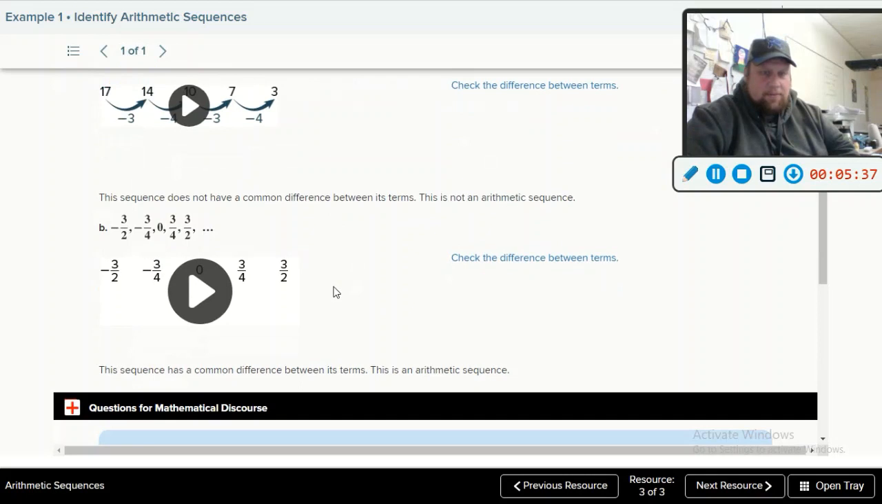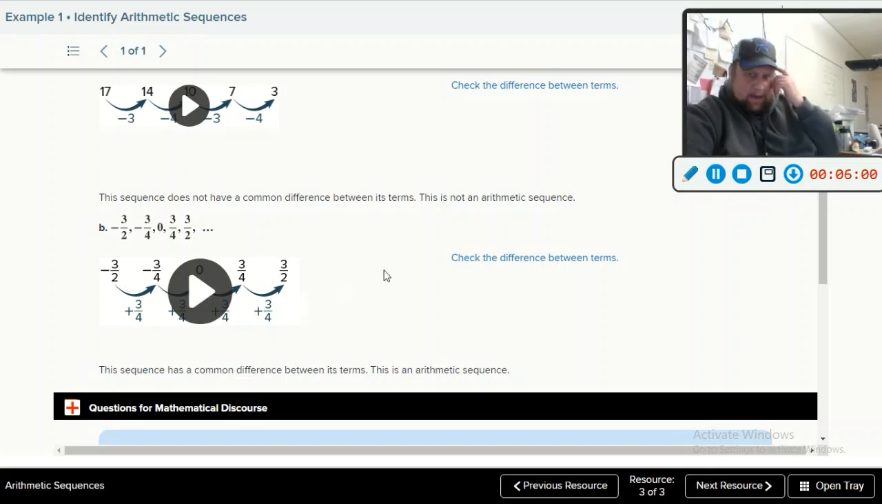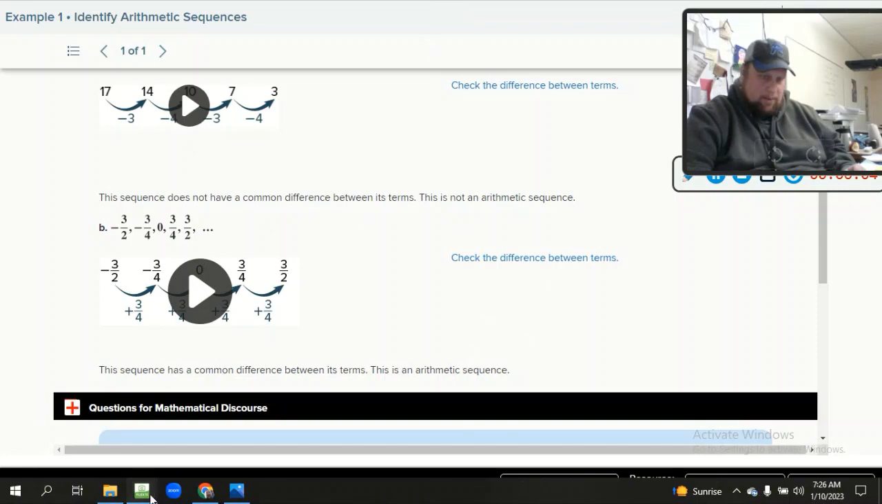Let's look at this next one. This one looks ugly. Let's find out. +3/4, +3/4, +3/4. Turns out +3/4 because 6/4 is 3/2. This one is an arithmetic sequence because it has a common difference. Doesn't matter if they look ugly or fractional, it is good. Okay, so now we're going to go back to our paper.